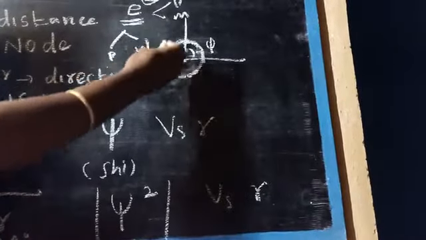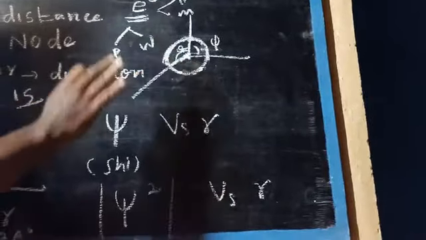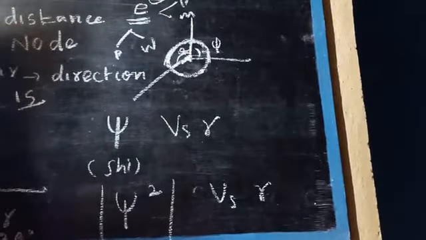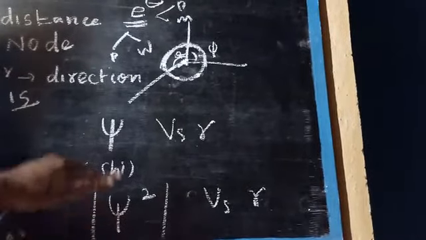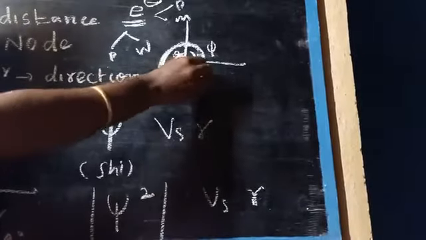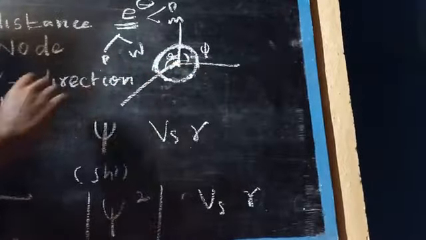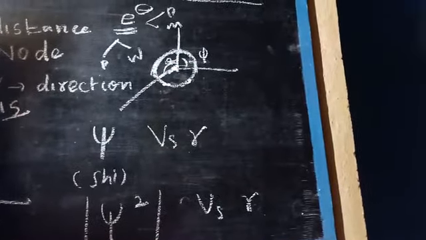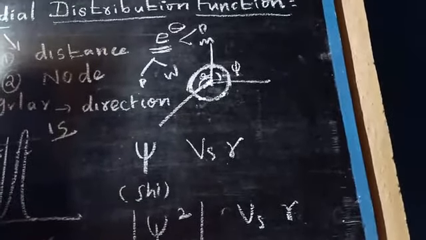Because it is present within the sphere, the electron is present, that alone we can say. But you cannot say it is present here or not present there, such words, especially in the s orbital.